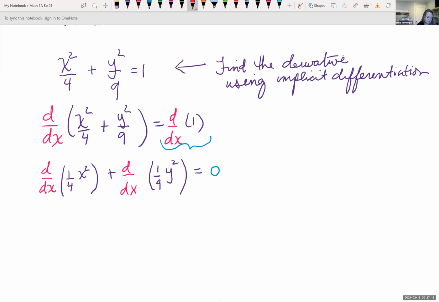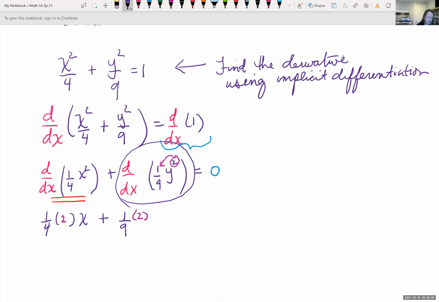And taking the derivative of 1/4 x squared, bring our power down front. So we have 1/4 times 2, and then we have the x, and subtract 1 from our power, so that's 1. Now this is where we have to be careful. y is a function of x, so we need to use the chain rule. So we bring the 2 down, so we have 1/9 times our exponent of 2, y, subtract 1 from our exponent, so that's just 1, times the derivative of the inside. We can write the derivative of the inside as dy/dx.